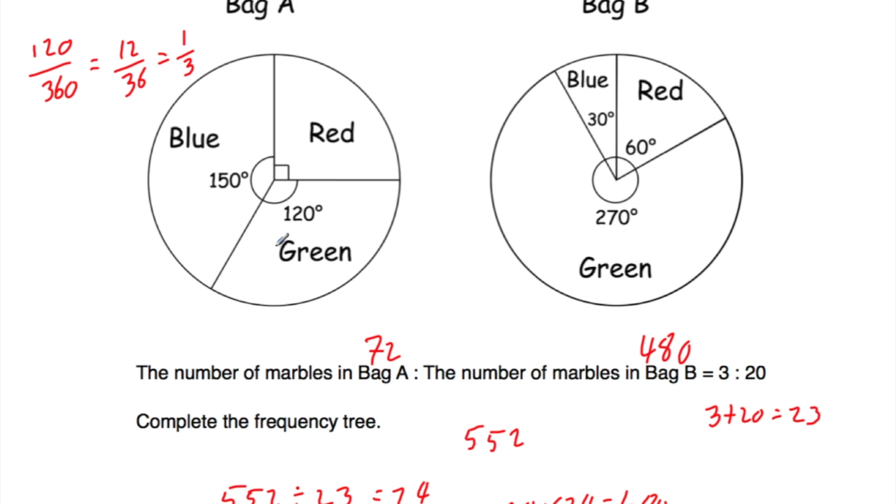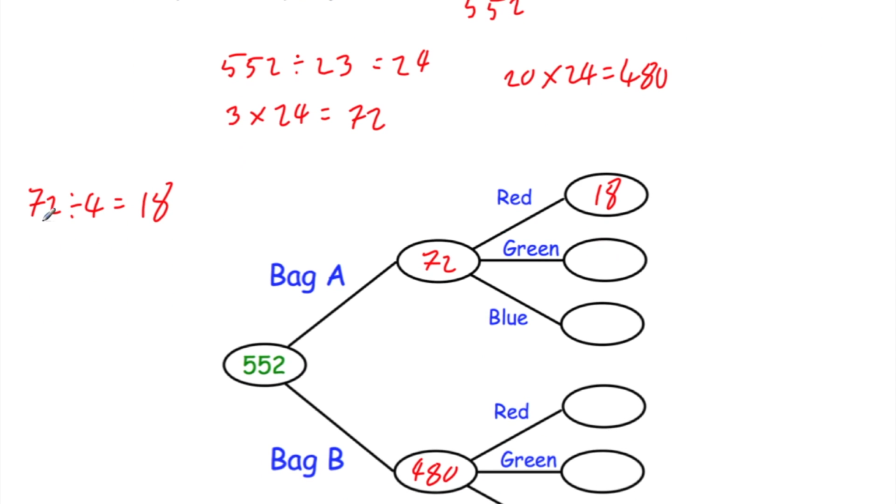And if you think about it, 120 degrees plus 120 degrees plus 120 degrees is 360 degrees. So that means that a third of the marbles are green. So if we divide 72 by 3, we'll find out how many green marbles there are. 72 divided by 3: 3 into 7 goes 2, remainder 1, and 3 into 12 goes 4 times. So that means that 24 of them are green.